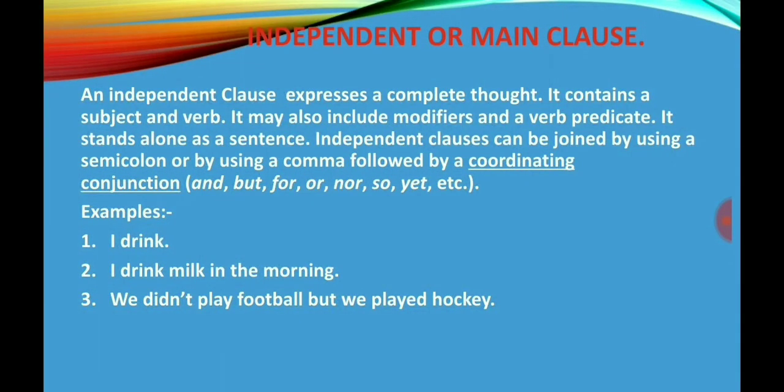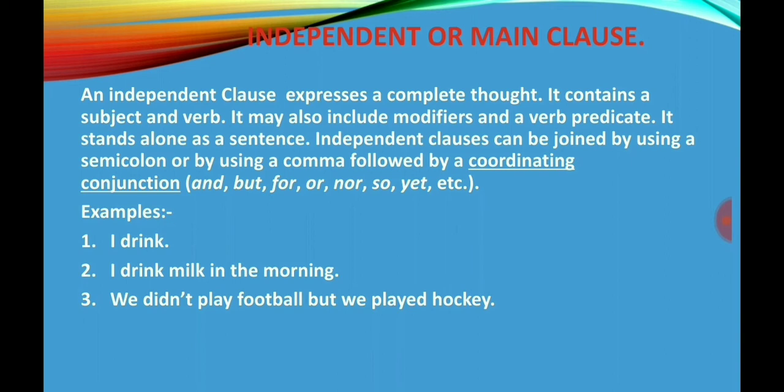Independent or main clause. What is an independent or main clause? An independent clause expresses a complete thought. It contains a subject and verb. It may also include modifiers and a verb predicate. It stands alone as a sentence. Independent clauses can be joined by using a semicolon or by using a comma followed by a coordinating conjunction: and, but, for, or, nor, so, yet, etc.